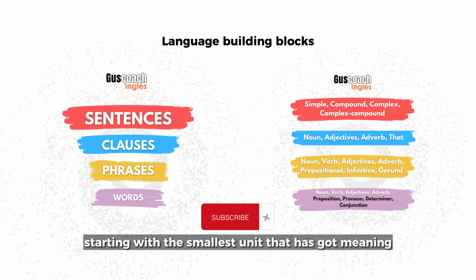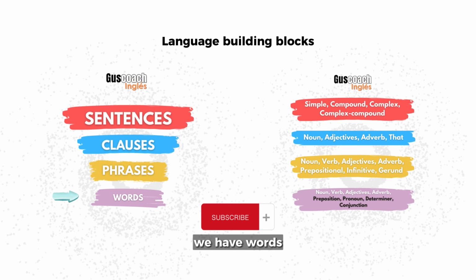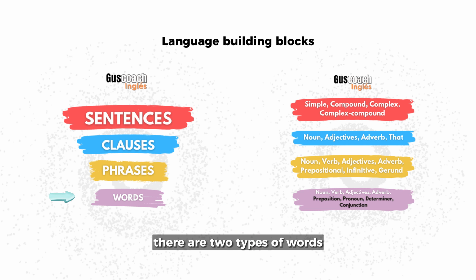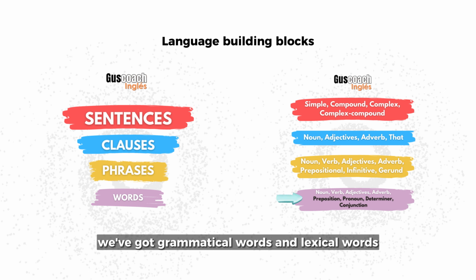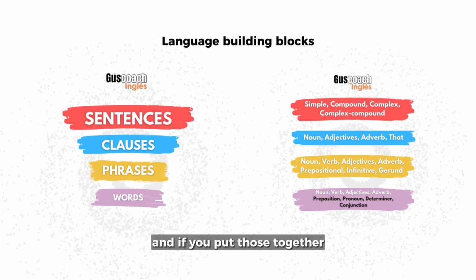In this image, you can see the different levels of any language organized according to their complexity. Starting with the smallest unit that has got meaning, we have words. There are 2 types of words. We got grammatical words and lexical words. And if you put those together, you get phrases.